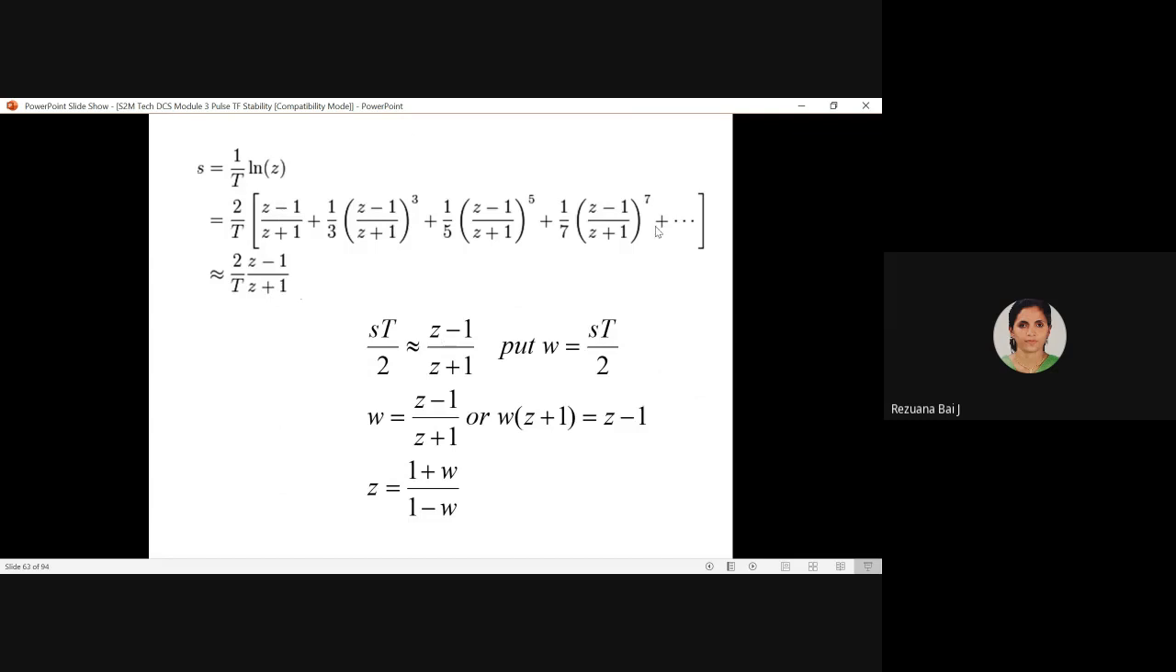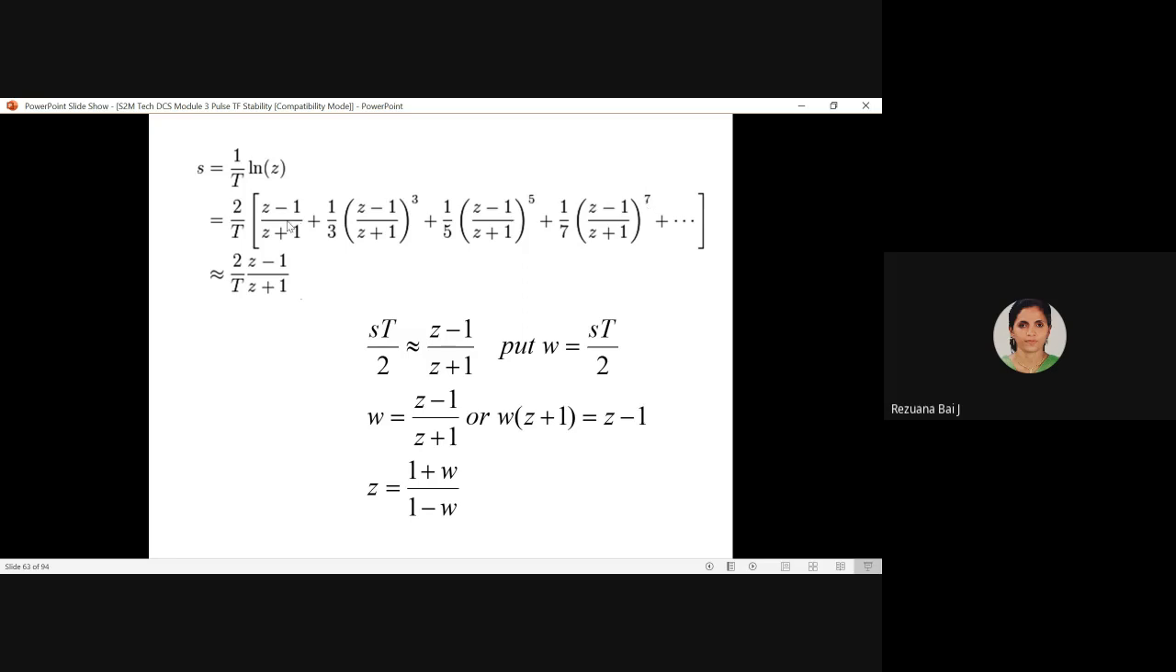I told you ln z is an infinite power series, because ln is the natural log. ln z itself is (z-1)/(z+1) plus 1/3 ((z-1)/(z+1))^3 plus 1/5 ((z-1)/(z+1))^5 plus 1/7 ((z-1)/(z+1))^7 and so on, all multiplied by 2. So 1/T, with that 2 taken from the expansion, gives 2/T times this.